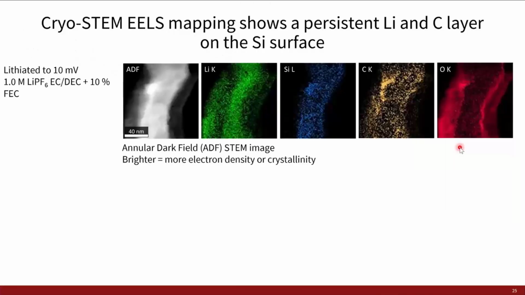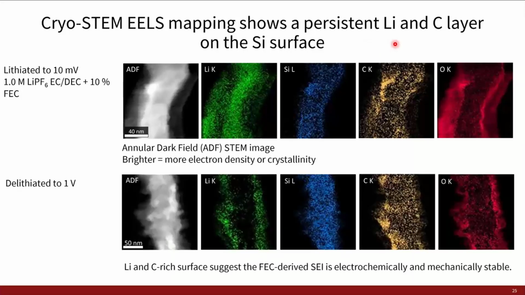Going back to the STEM EELS, we can see that in the lithiated state, that lithium silicide nanowire looks fairly similar to what we saw in the electrolyte without FEC. We still have that lithium-rich core and the lithium-rich SEI, along with that intensity dip corresponding to the lithium silicate. Silicon is rich in the core, and then carbon and oxygen are both rich due to the electrolyte decomposition. But on delithiation, this is more interesting.